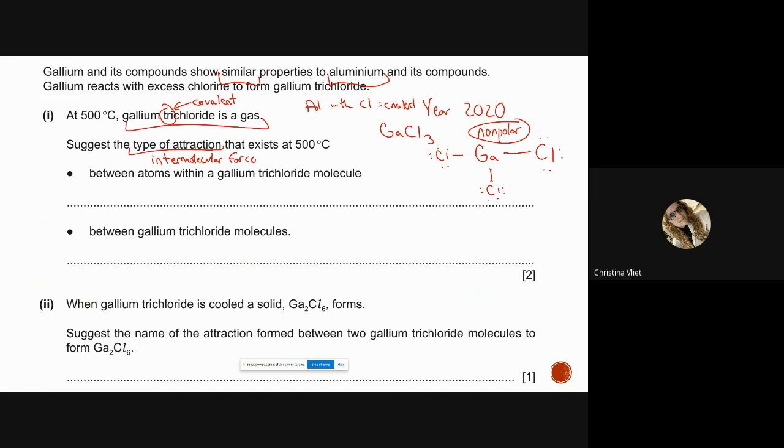If I have several gallium trichlorides, how do they interact with each other? Is it dispersion? Is it permanent dipole? Is it hydrogen bonding? Dispersion. So that will be worth 1 mark.